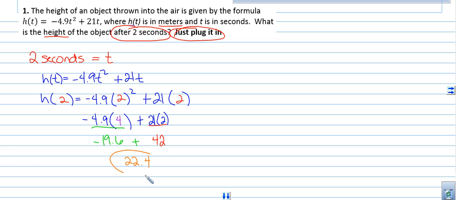22.4. So after we've plugged it in, you get h of 2 equals 22.4, or the height at 2 seconds is 22.4, and it's always in meters, so you put that m in there, but 22.4 meters is the answer. So anytime you read a question and it tells you a time, you just plug it in.